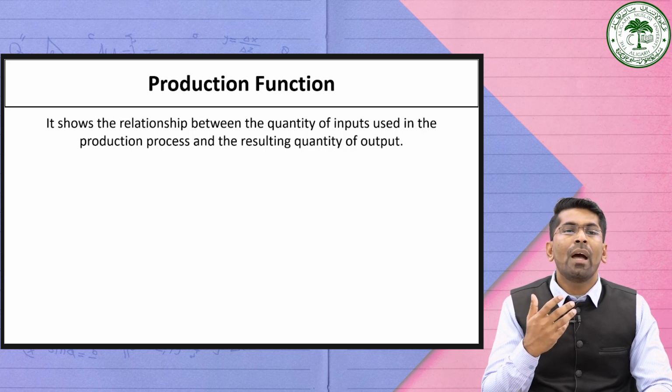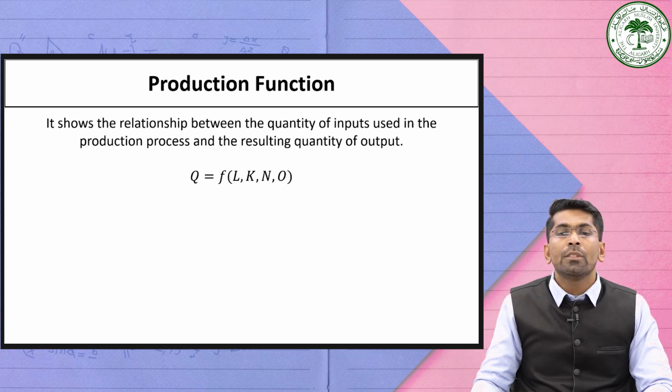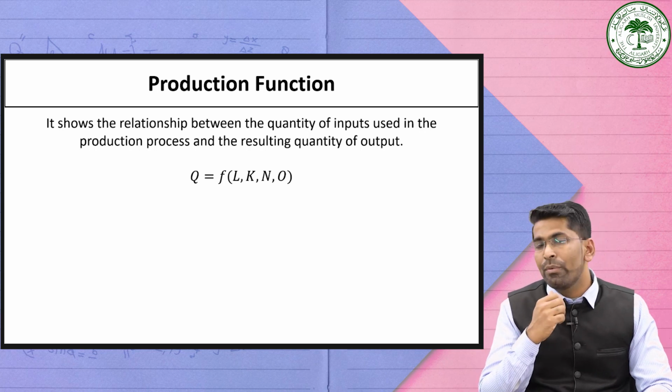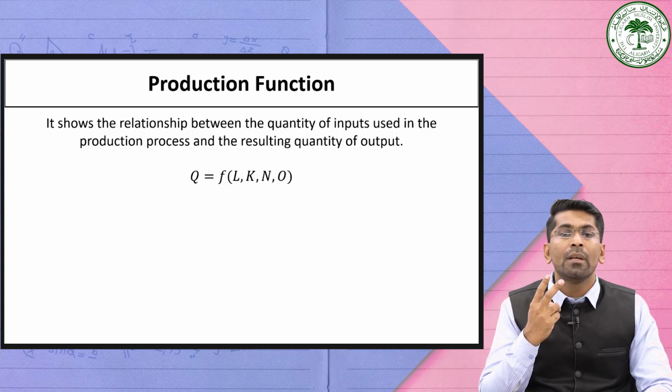So the production function can be written as Q = f(labor, capital, land, and organization). We have four factors of production. Although the production function depends upon all these four factors, we can say that there are two most important factors used for production, which are generally known as labor and capital.